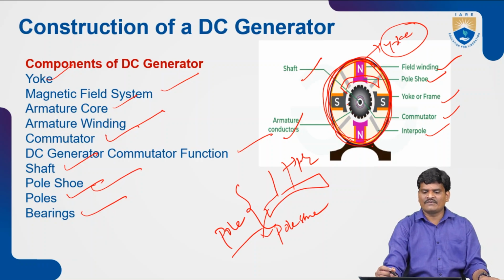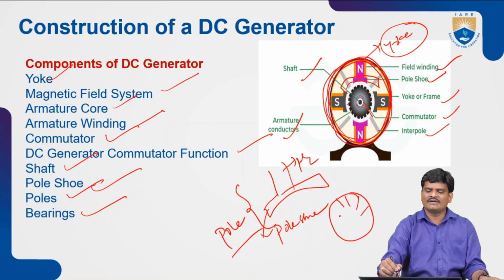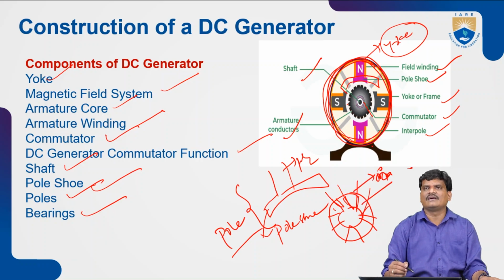You can see the commutator segments, present in the form of a ring, divided into different commutator segments like this. And what is the insulation used between each and every commutator segment? Mica, as we discussed earlier. And there is one shaft present here. The shaft is there in order to make things rotate.